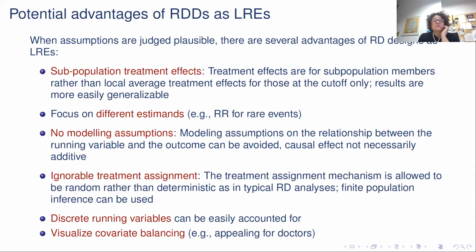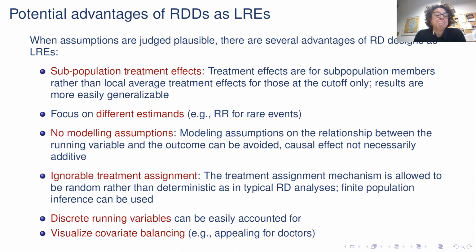Okay. What are the potential advantages of this approach to RDDs? So what are the advantages of viewing RDDs as local randomized experiments? Again, as I was saying at the beginning, the causal estimates reflect or apply to a subpopulation of units. And this subpopulation can also be characterized, for example, in terms of the distribution of the covariates, and therefore results from such estimates of causal effects are more easily generalizable and may have also better external validity.